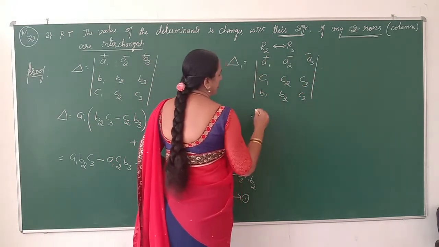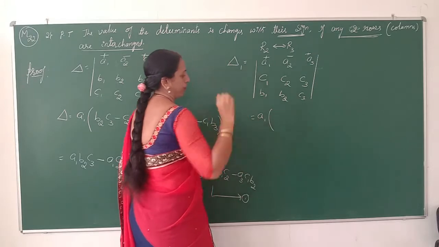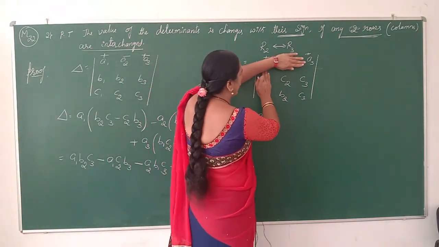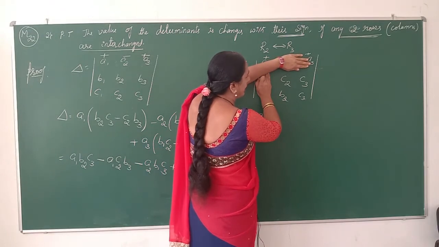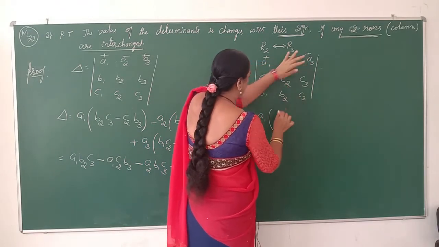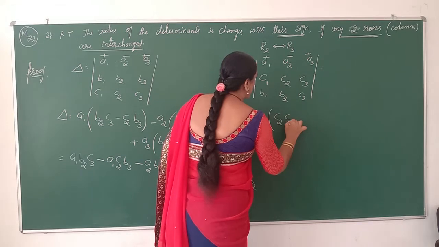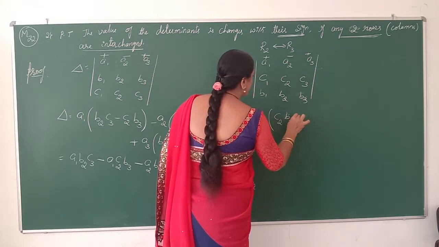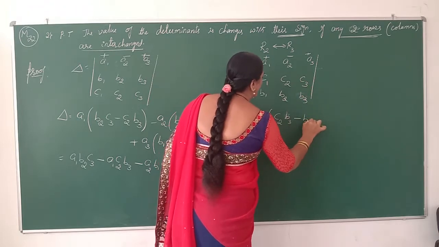Plus minus plus. That is A1 of: A1 is an element of the first row and first column. These are neglected and the remaining are cross multiplied, that is C2 B3 minus B2 C3.